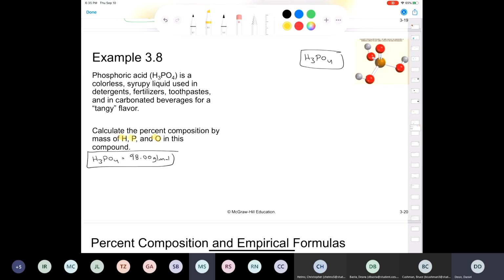All right. Can I just ask, was anybody able to determine the percent composition of any of these elements? Can anybody throw out one element and say, hey, I figured this one out. I'll take anything.